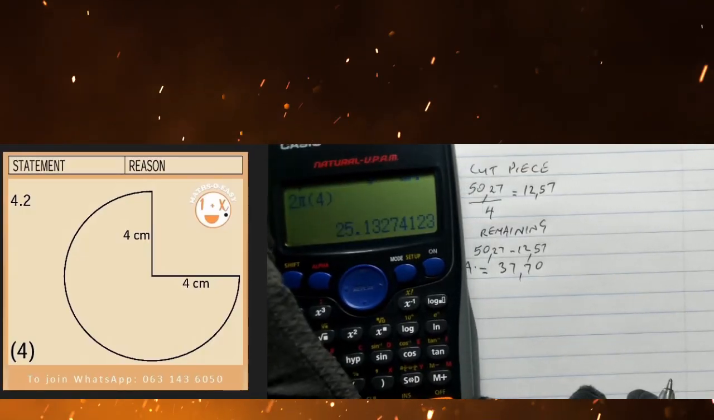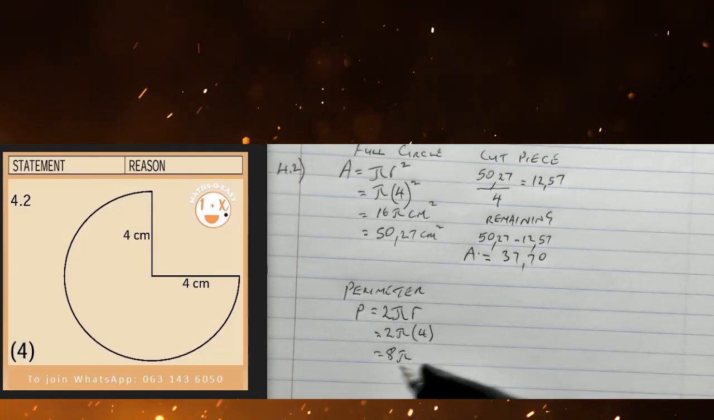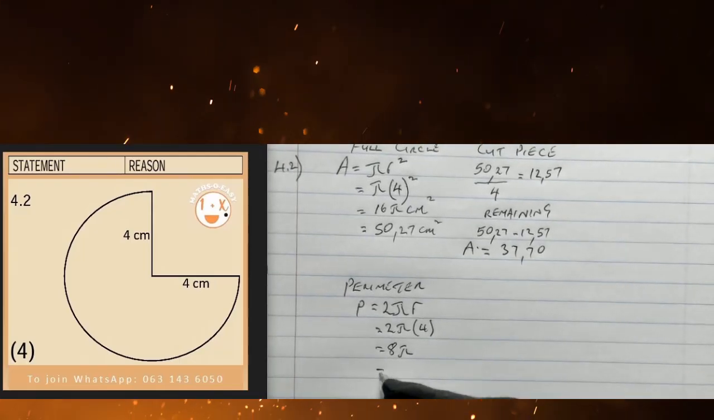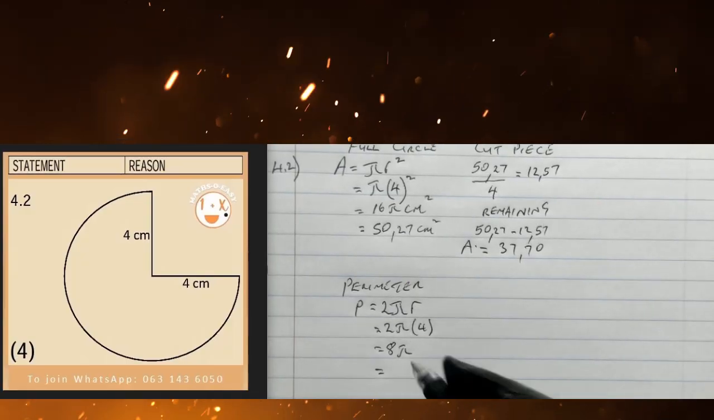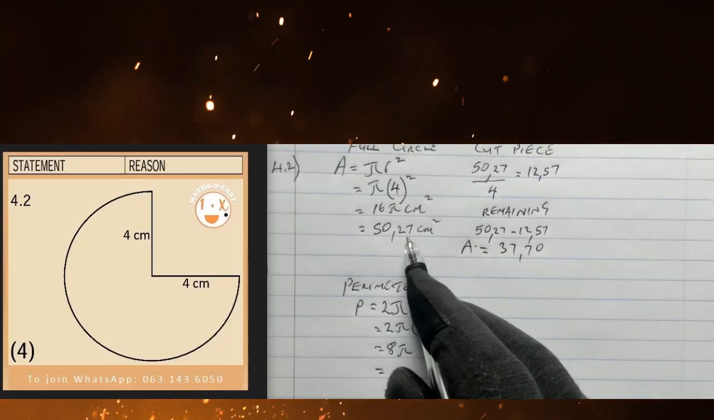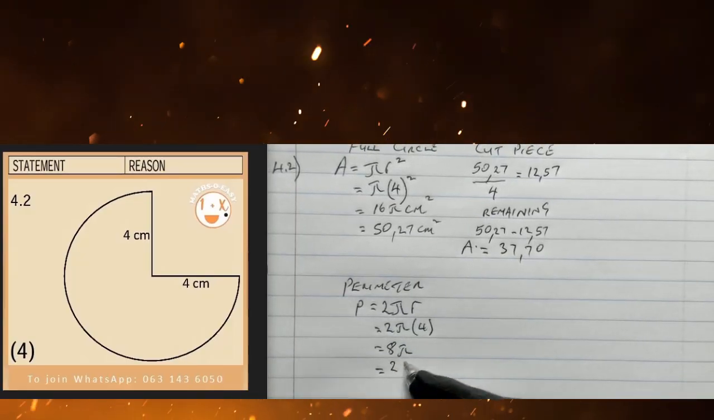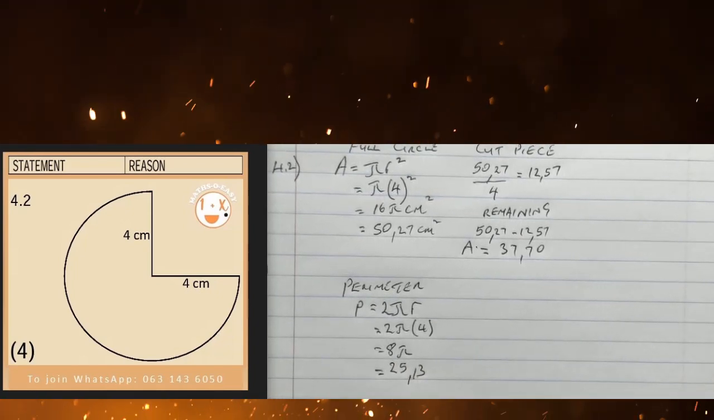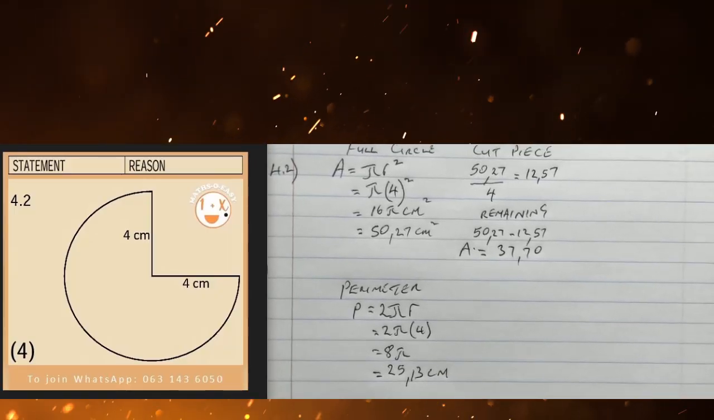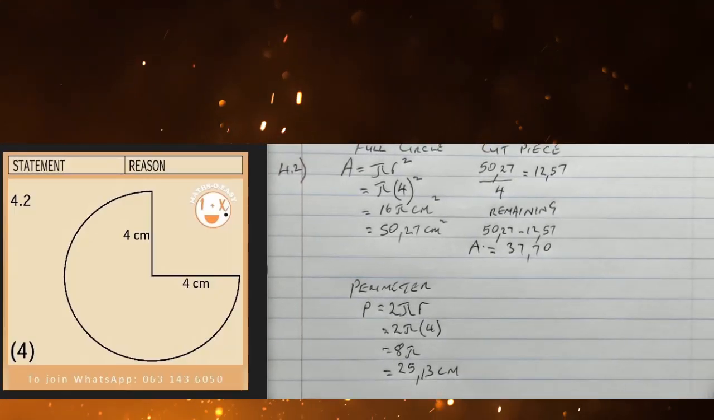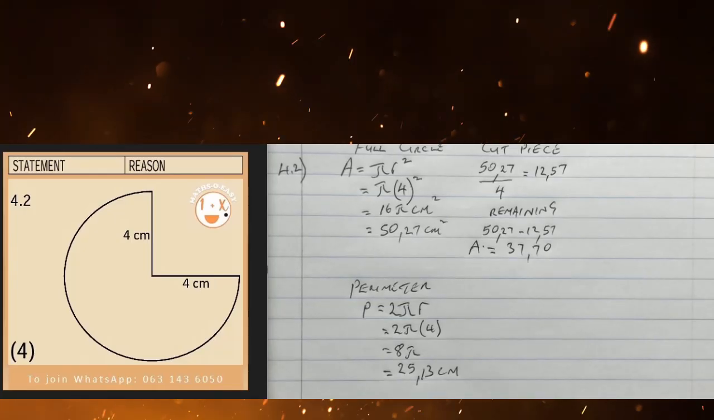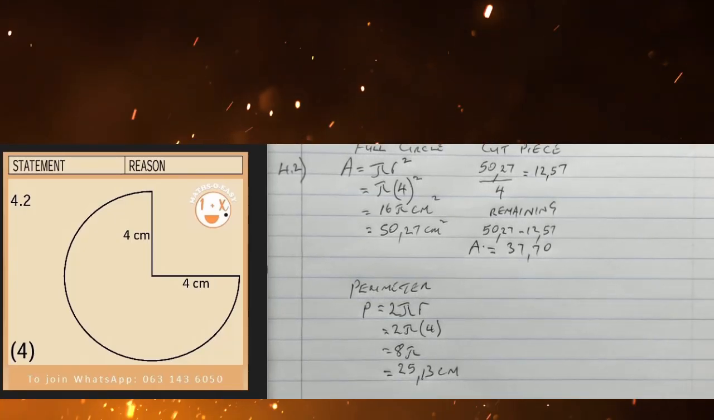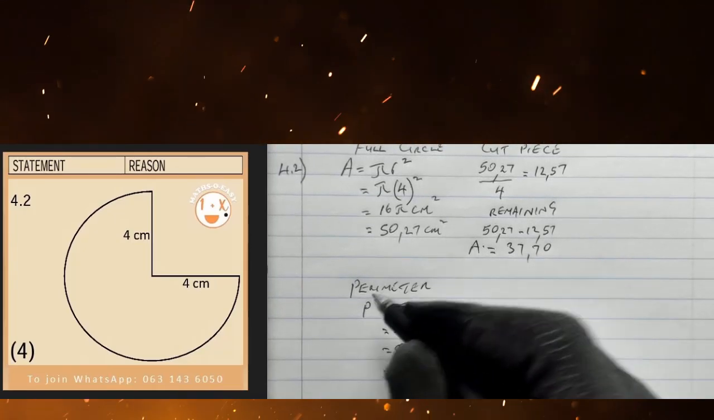25.13. It is almost 25.13, that is rounded up. You remember it was 50.266 something. So this is 25.13, which is what? This time in centimeters. Okay, it's not an area. So what is happening here? This one is the full perimeter.